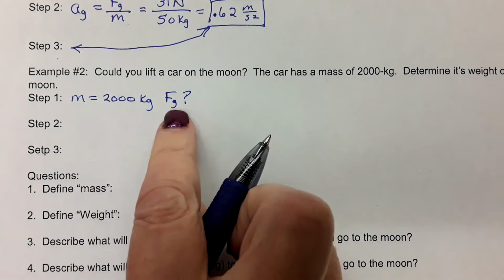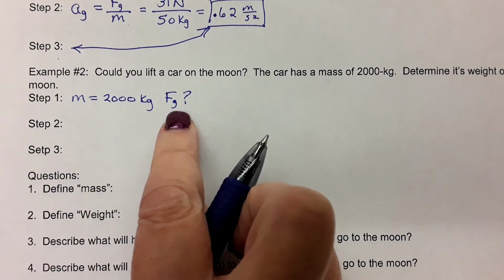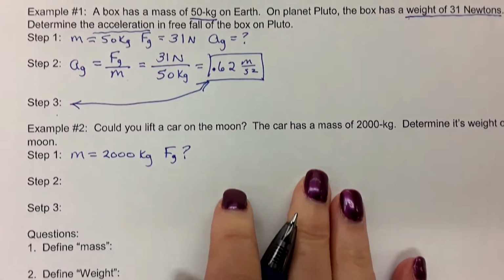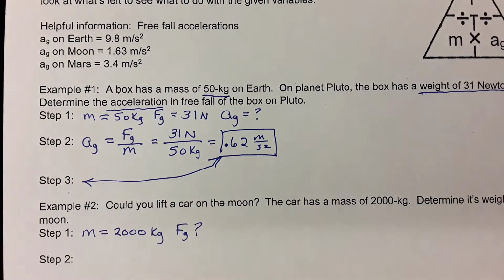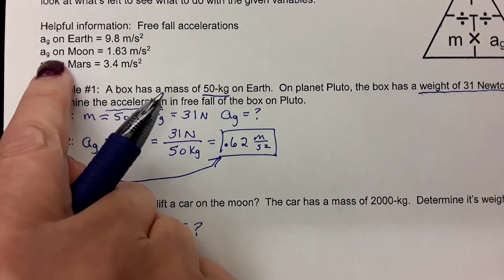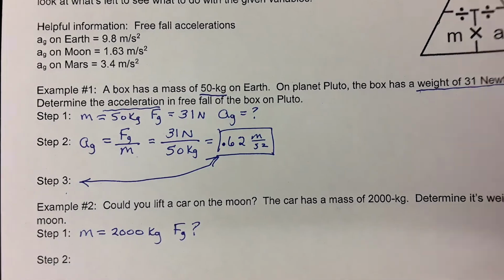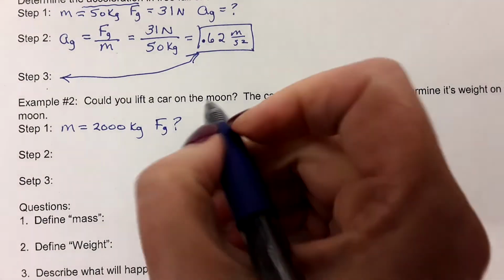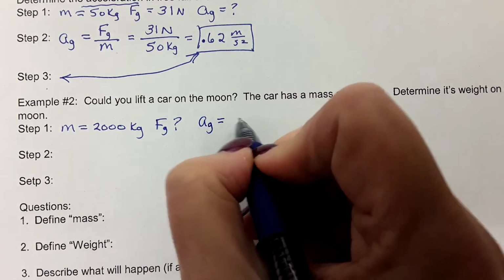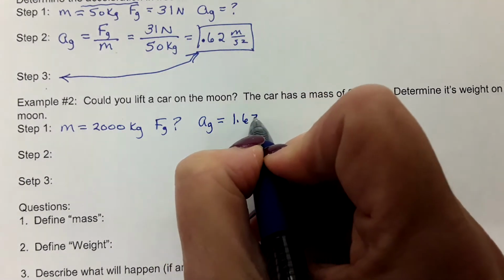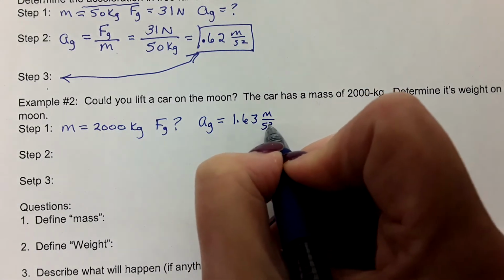Oh, but we're missing something. We're missing the acceleration on the moon. Oh, but it's right up here. That's what I was just talking about. So here's the acceleration due to gravity for free fall on the moon, 1.63. So let's put that down here. The acceleration on the moon is 1.63 meters per second squared.